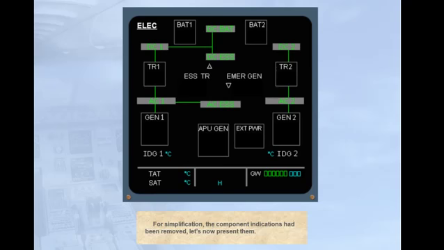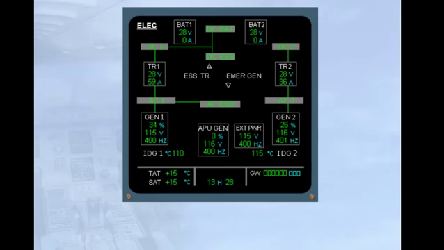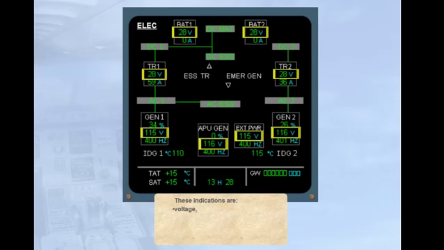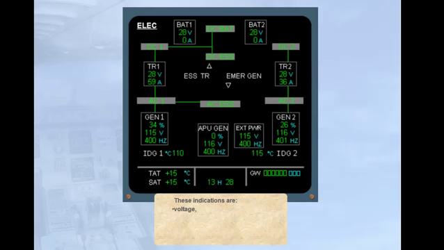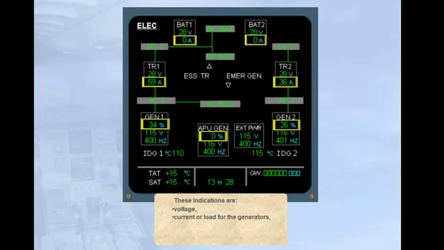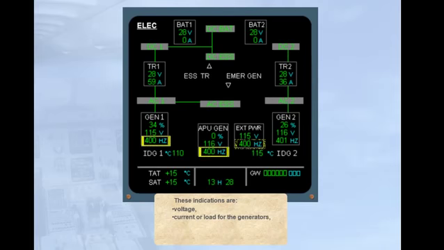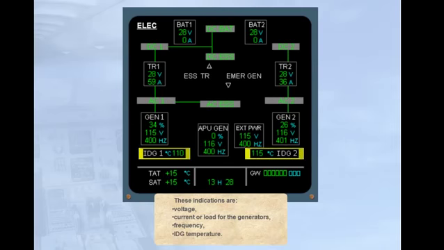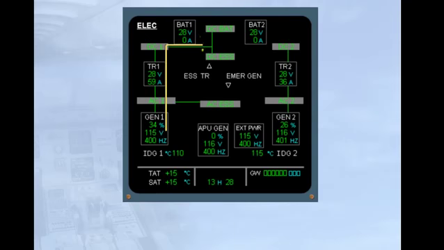Let's now present them. As shown, each component can be monitored via its indications. These indications are voltage, current or load for the generators, frequency, IDG temperature. You can also notice the different connections displayed via green lines.